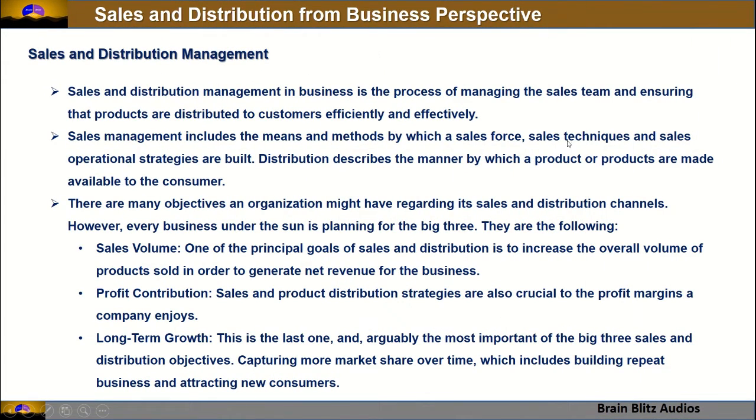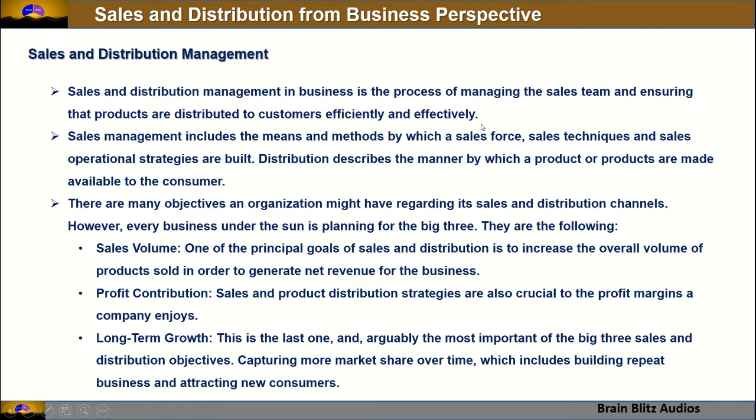So sales and distribution from a business perspective. So what does it mean? Sales and distribution management. So this is from a management perspective. What does it mean? So basically sales and distribution management in business is the process of managing the sales team and ensuring that products are distributed to customers efficiently and effectively.